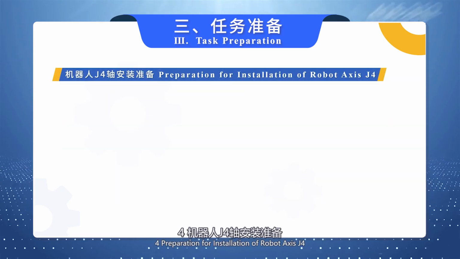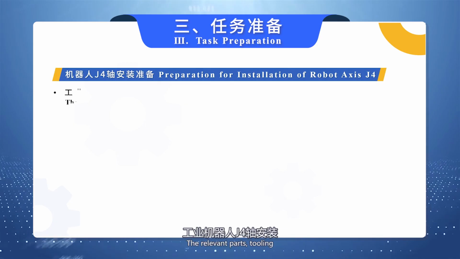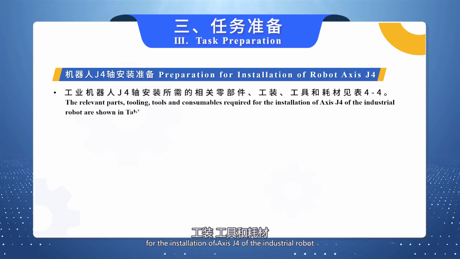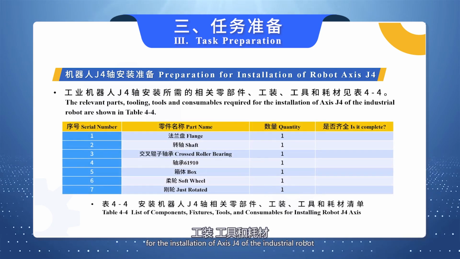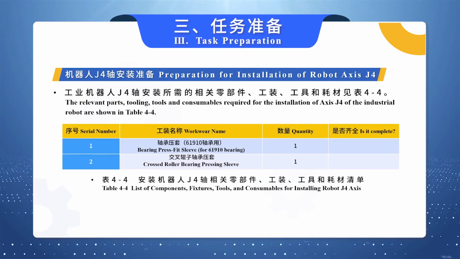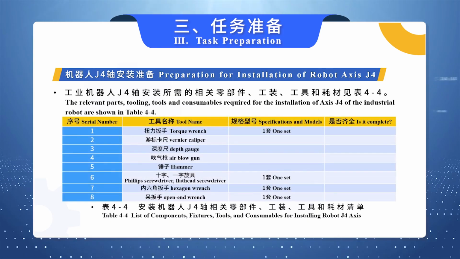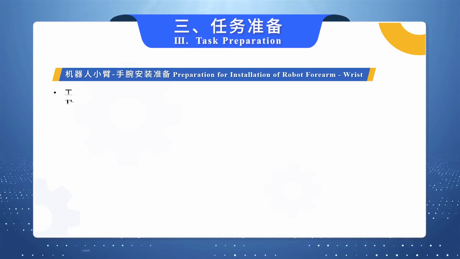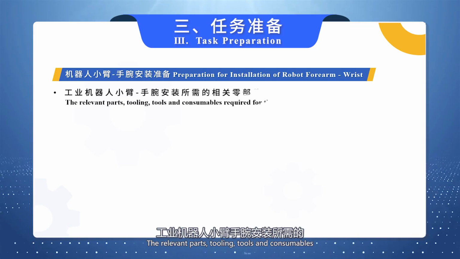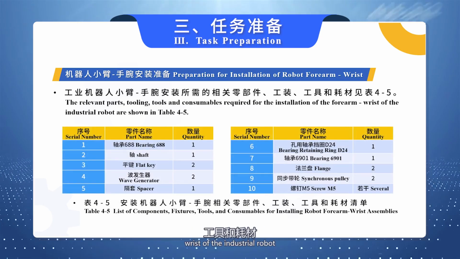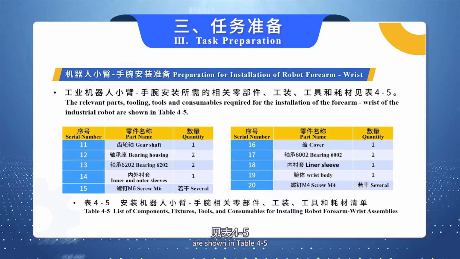Fourth, preparation for installation of Robot Axis J4. The relevant parts, tooling, tools and consumables required for the installation of Axis J4 of the industrial robot are shown in Table 4-4. Fifth, preparation for installation of robot forearm, wrist. The relevant parts, tooling, tools and consumables required for the installation of the forearm, wrist of the industrial robot are shown in Table 4-5.